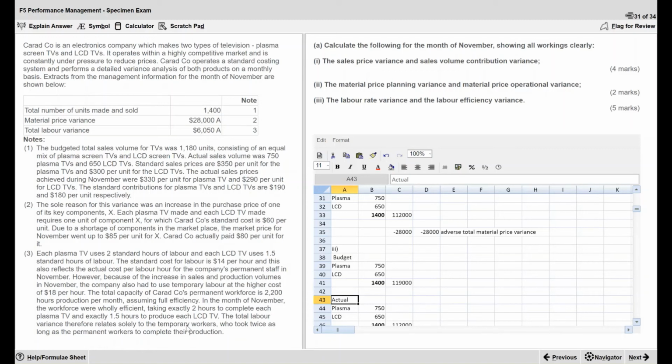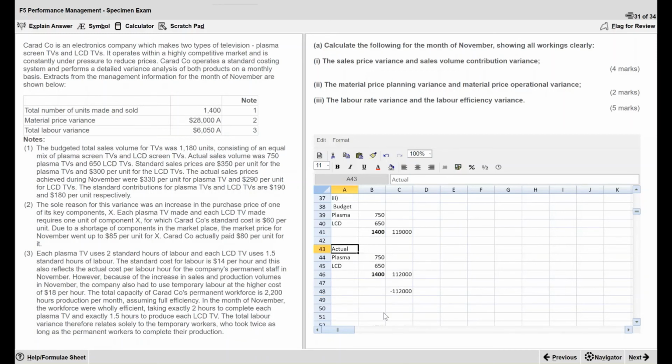The labor variance therefore relates solely to temporary workforce who took twice as long as the permanent workforce to complete their production. So they said here that the total labor variance relates solely to the temporary workforce who took twice as long as the permanent workforce. So they're talking about this variance, total labor variance. It is only because of the temporary workforce taking longer than standard.